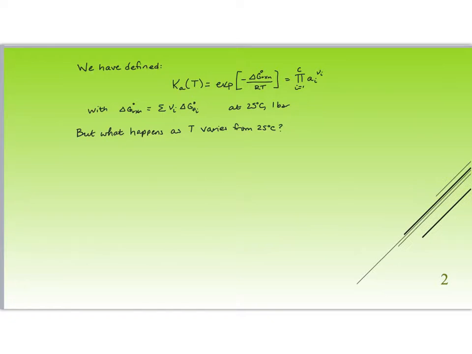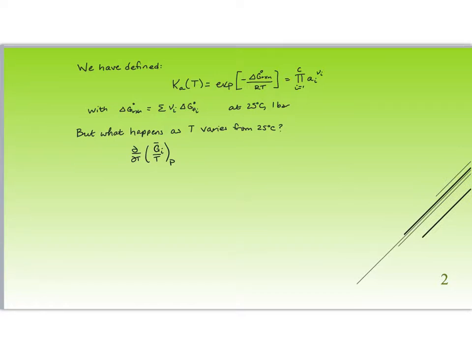What if we don't want to hold a reaction at 25 degrees C? What if we want to allow the temperature to vary? Well, we can see in this group with the delta G and T in the exponential that both of those are functions of temperature.